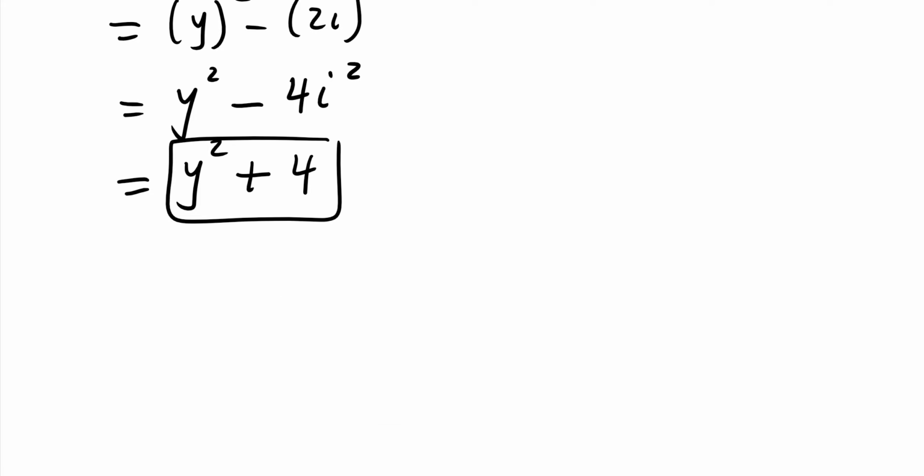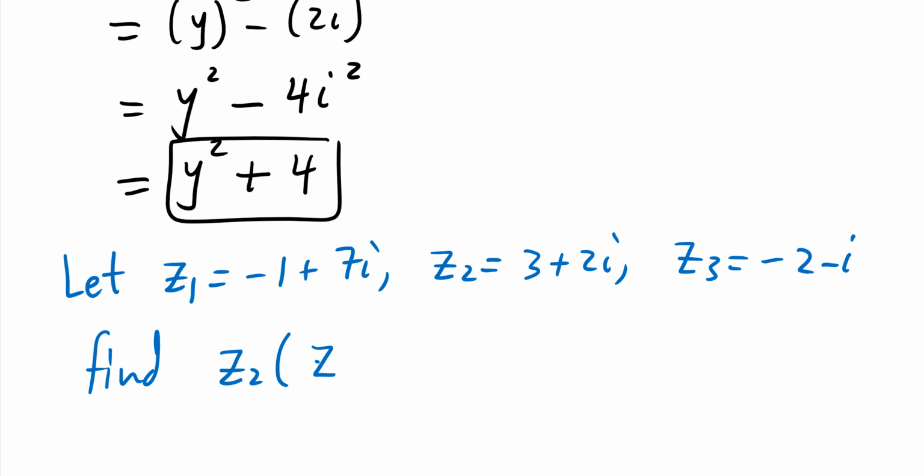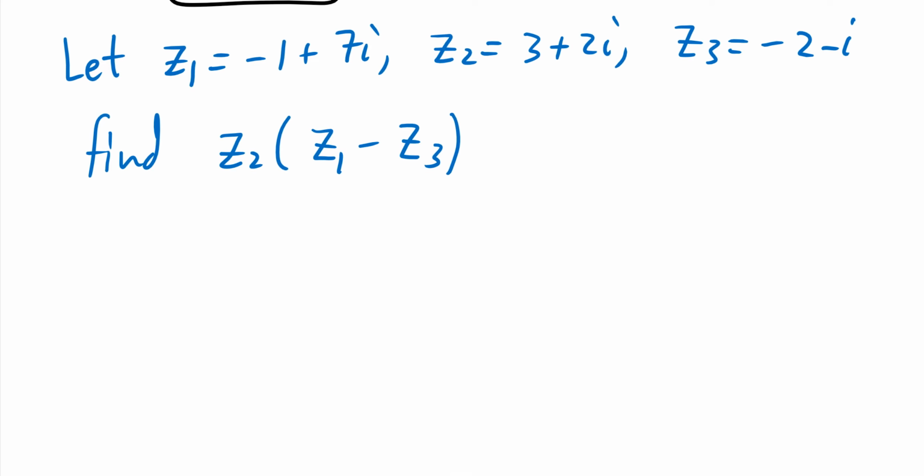Let's add more applications or examples. Let's say z1 is given as negative 1 plus 7i, z2 equals 3 plus 2i, this is just additional practice, and z3 is given as negative 2 minus i. Find and simplify z2 times (z1 minus z3). Okay, they give us three complex numbers. So the first thing you would do is substitute. z2 is 3 plus 2i. z1 is negative 1 plus 7i.